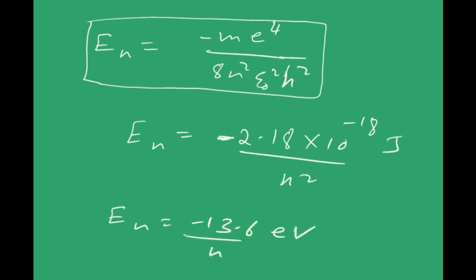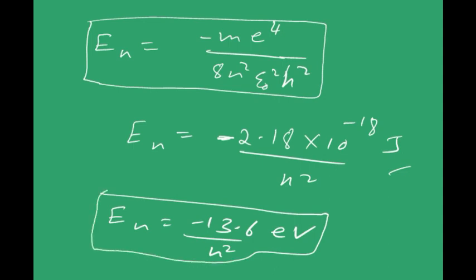Observe that here it was joules and here it is electron volts. Both are units of energy only. 1 electron volt is 1.6 into 10 power minus 19 joules. So I would rather suggest you to remember this one. This is simple, right? And note that the energy is negative here.